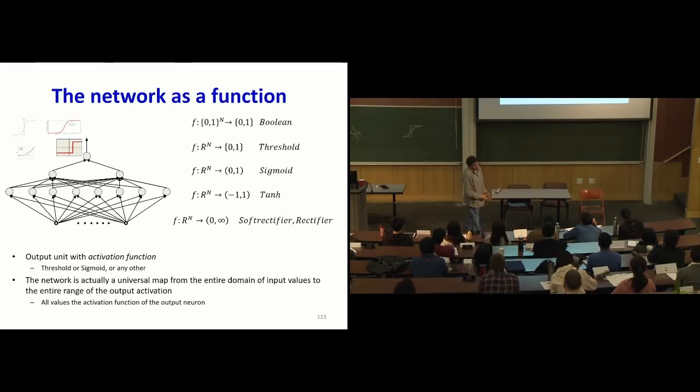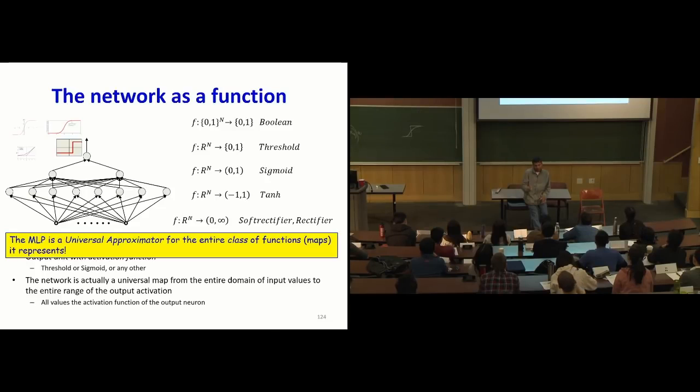So here, what we are really stating is that the MLP is a universal approximator to any function from the domain of the inputs to the range of the output neurons. So the limitations are completely specified only by what inputs you use and what the activation of the output neuron is. But regardless of that, eventually it's a perfectly decent universal approximator. Any questions? Okay. So the MLP is a universal approximator for the entire class of functions it represents, right?